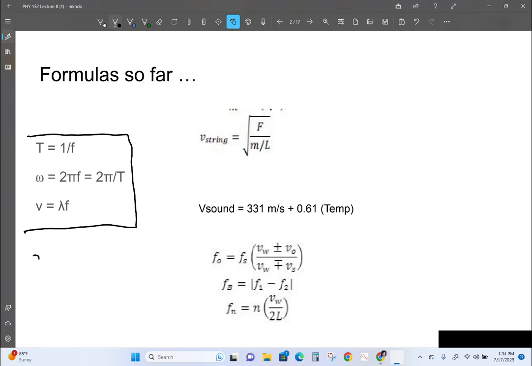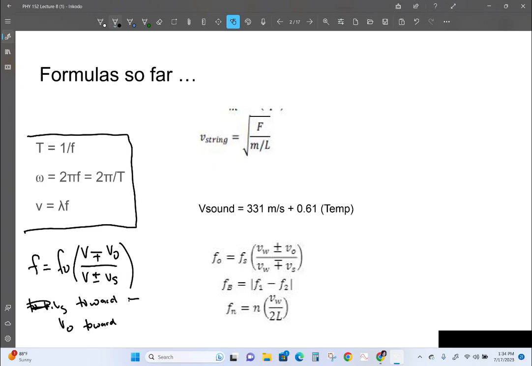and you should know how to use Doppler's effect, which is f_o times the velocity of sound plus or minus the velocity of the observer, all over the velocity of sound plus or minus the velocity of the source. If Vs is toward you, it is negative, and if V of the observer is towards you, it would be positive. Okay, so that's what that is right there.